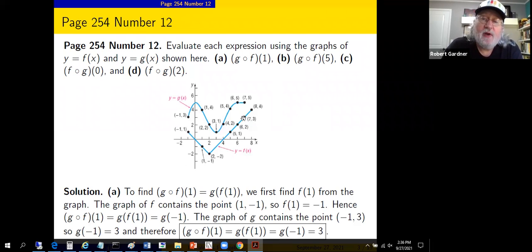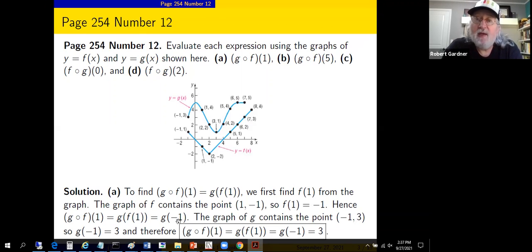Here's the f function. What happens when you plug 1 into the f function? Here's the x value 1. When we plug that in, we get out a y value of -1. The point (1, -1) is on the graph of function f. So when you plug 1 into the function f, you get -1 out. So that's what f of 1 is. So g of f of 1 is actually g of -1, substituting for f of 1 its value, -1.